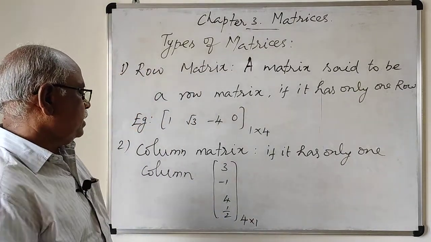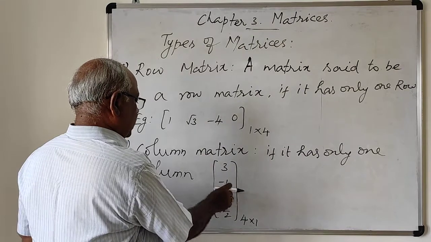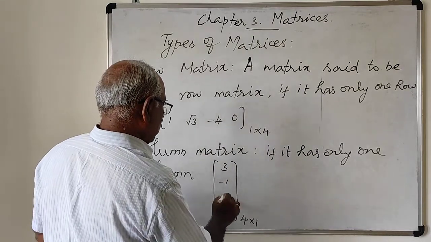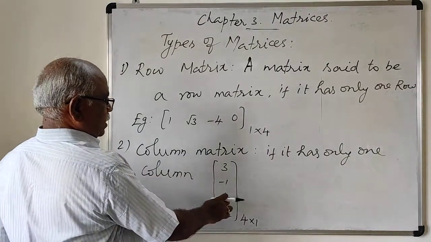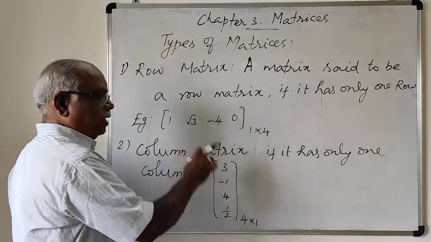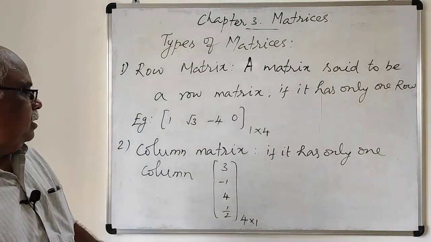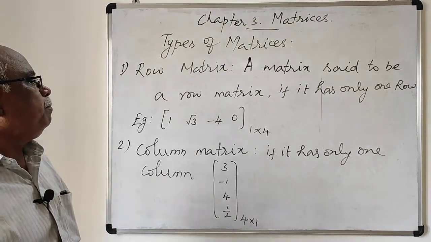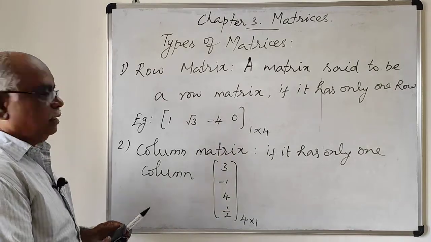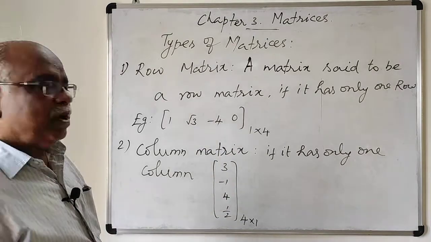A column matrix has only one column, whereas a row matrix has only one row. Like that, row matrix and column matrix are defined. A column matrix is a matrix which has only one column. Next, third one, the square matrix.